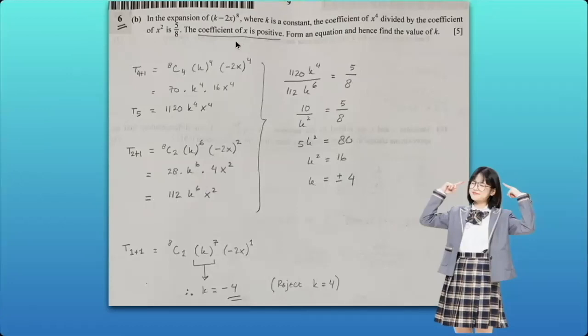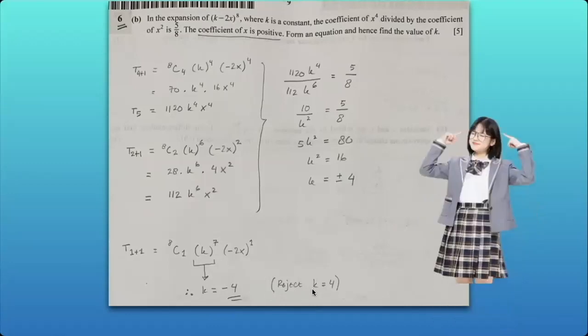But remember, the question says the coefficient of x is positive. So here we have x to the power of 1, using the same formula or binomial theorem. Okay, so k must be negative, so we can end up with a positive coefficient of x. Therefore, the answer is k is equal to minus 4. We reject k is equal to 4.